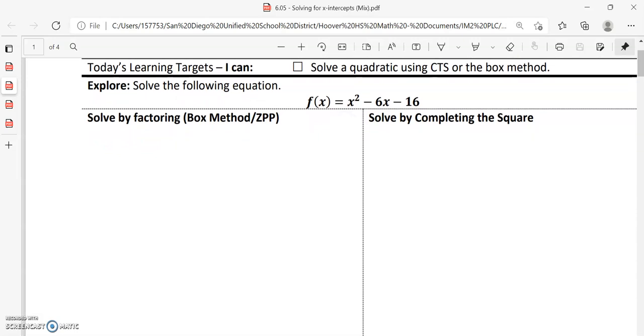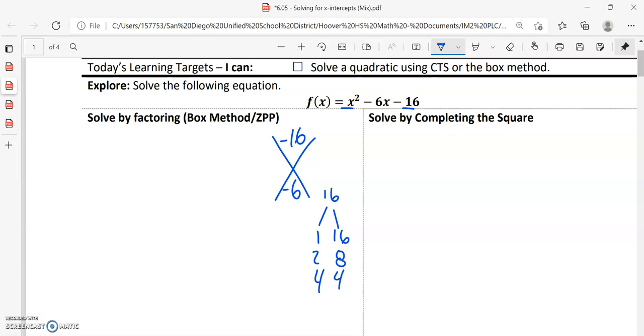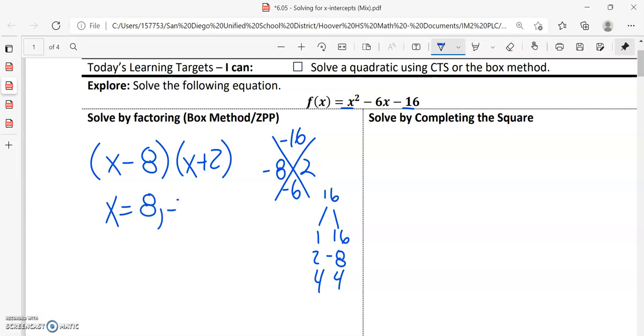So solve by factoring, we are looking at our A and our C. So we get negative 16, and we're adding a negative 6. So we're at factors of 16, 1, 16, 2, 8. 3 doesn't go into it, 4 does 4 times. One of these will be negative and needs to add to negative 6. So negative 8 and positive 2. So we get our x minus 8, x plus 2. And that means that our intercepts are the additive inverses, so x equals 8 and negative 2.